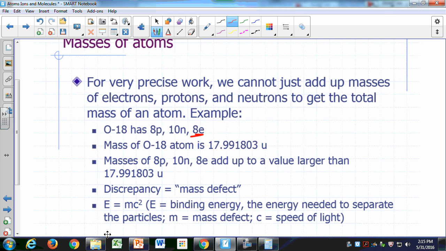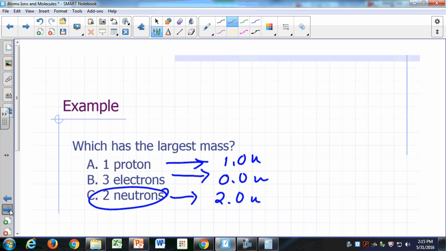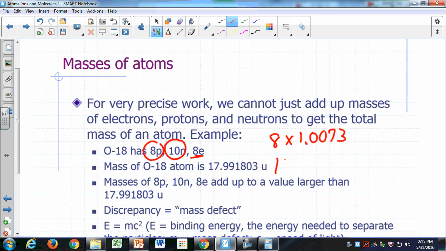Now, if you just add up the masses of the protons and the neutrons, what was the mass of the proton? If you remember, it's 1.0073, and the neutron is 1.0087. So 8 times the proton mass plus 10 times the neutron mass should be a number higher than 18, right? 8 times 1, 10 times 1, 8 plus 10 is 18, but this is more than 1, so this must be larger than 18. But the mass of an oxygen 18 atom is, in fact, if you look it up, only 17.991803.